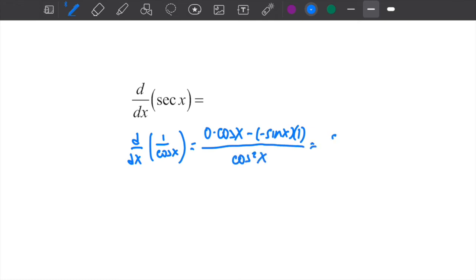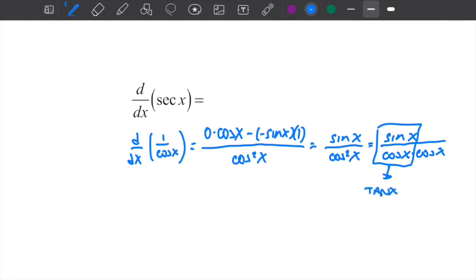So this gets us sine x over cosine squared, which I can break apart as sine x over cos x times cos x. Sine over cosine, that's tangent. And then 1 over cosine, that's secant. So the derivative of secant, let me just switch that around, is secant multiplied by tangent. This is, of course, wherever the function is defined, so we need to know the domain of secant and tangent. So the derivative of secant is not just tangent, the derivative is secant times tangent.